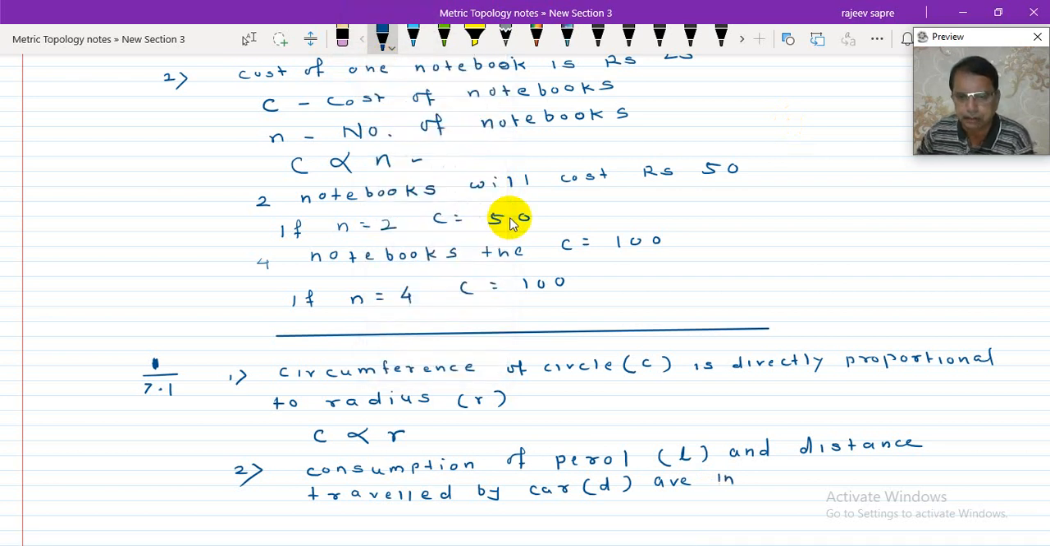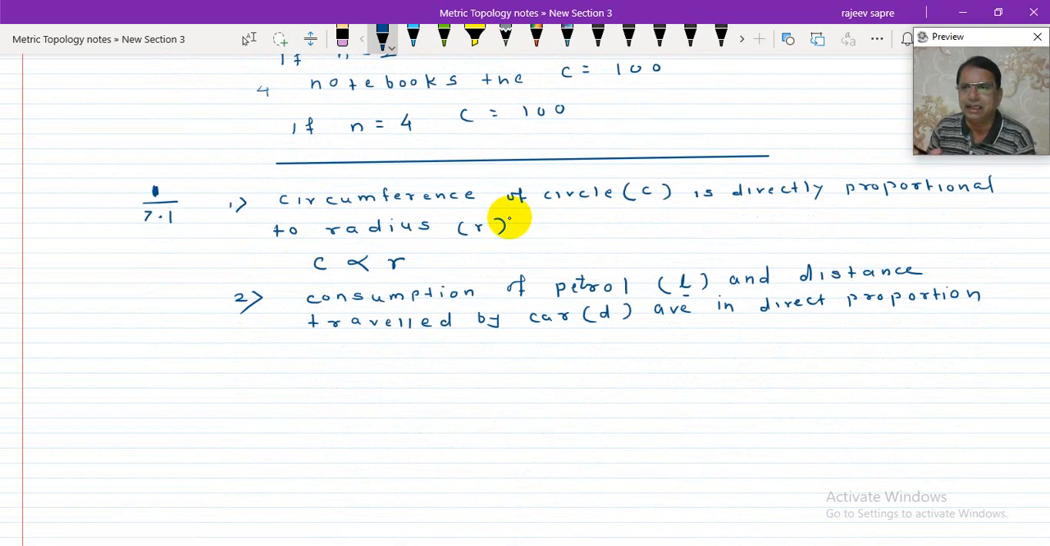Are in direct proportion. What do you mean by this? L is the liter, suppose. Consumption of the petrol. किती लिटर पेट्रोल वापरलं गेलं हे कशावर अवलंबून आहे? डिस्टन्सवर. समजा तुमची कार जी आहे ती एका लिटर पेट्रोलमध्ये 18 किलोमीटर जात असेल, तर 2 लिटर पेट्रोलमध्ये ती 36 किलोमीटर जाईल, 3 लिटरमध्ये ती 54 किलोमीटर जाईल.